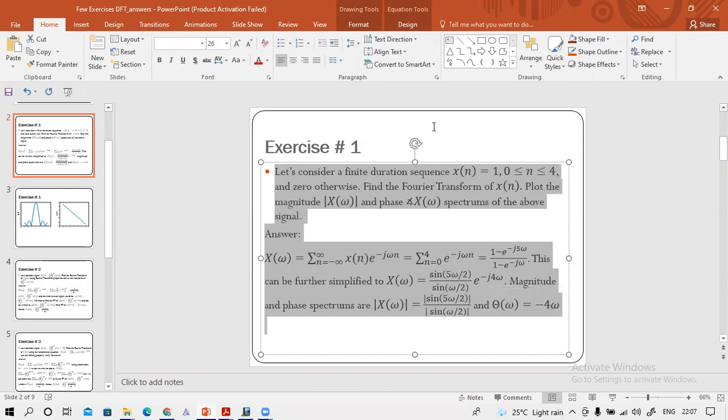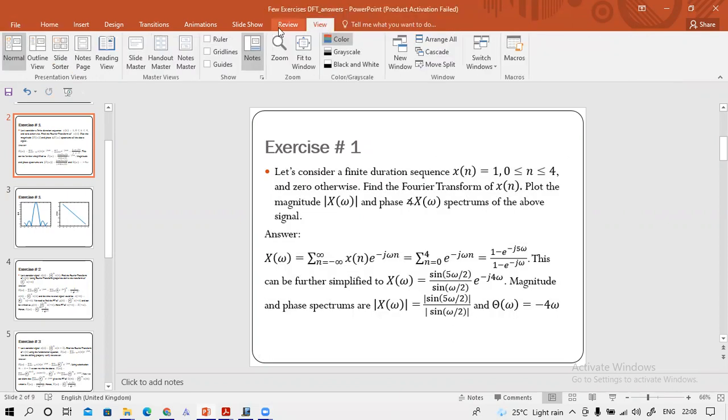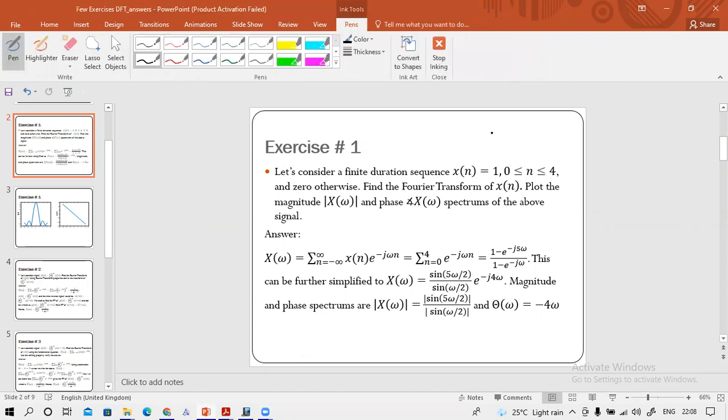Here you are given one sequence. It is a finite duration sequence, that means the duration is finite. Here n is 0 to 4, that is 0, 1, 2, 3, 4. So it is somewhat easy, we have all terms as 1.